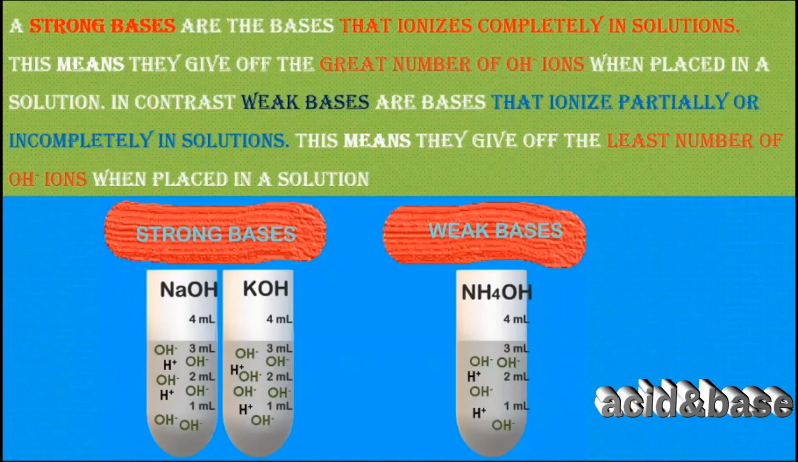Strong bases are the bases that ionize completely in solution, whereas weak bases are the bases that ionize partially or incompletely in solution. Strong bases dissociate a greater number of OH- ions, whereas weak bases dissociate a smaller number of OH- ions when they are placed in a solution.